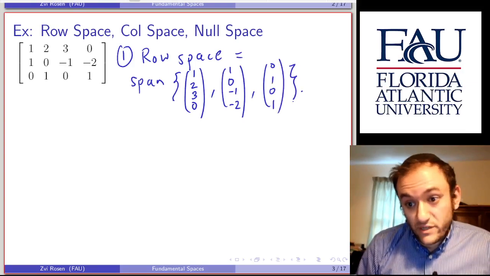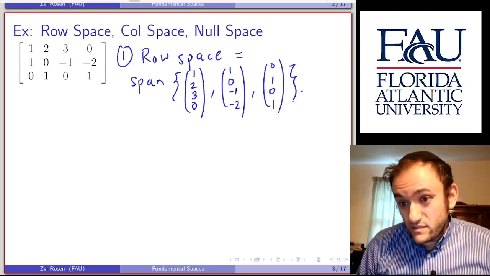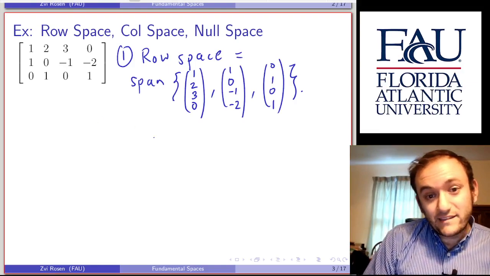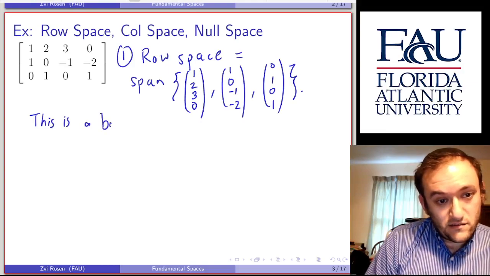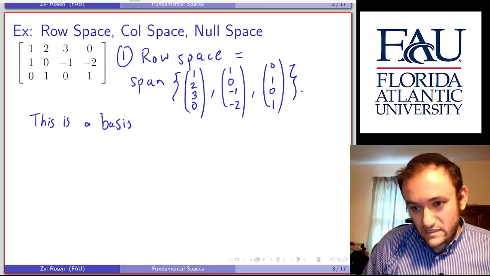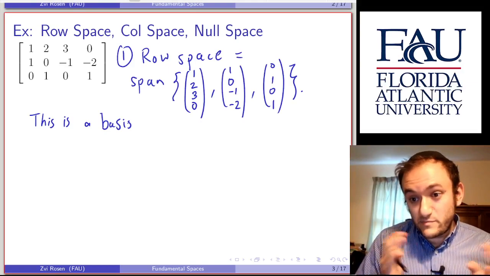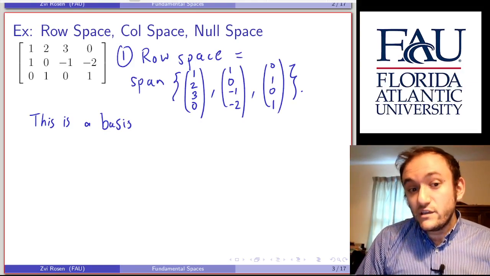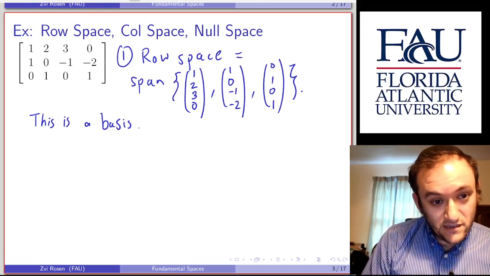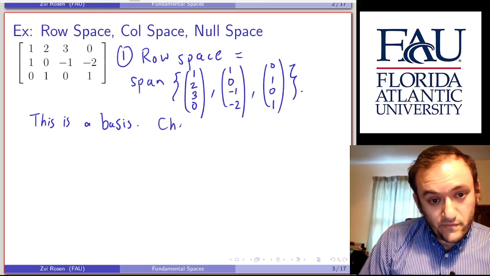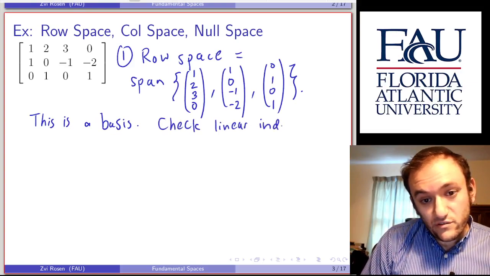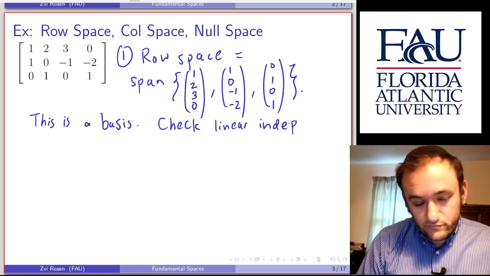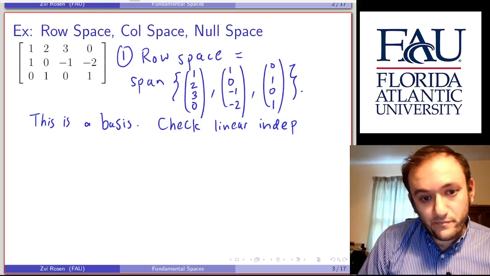A valid question is: is this a basis for the row space? You can check for yourselves that this is in fact a basis. Since we're defining the row space as the span of these vectors, we know it's spanning, so we just have to check linear independence, which you can do by reducing to row echelon form.